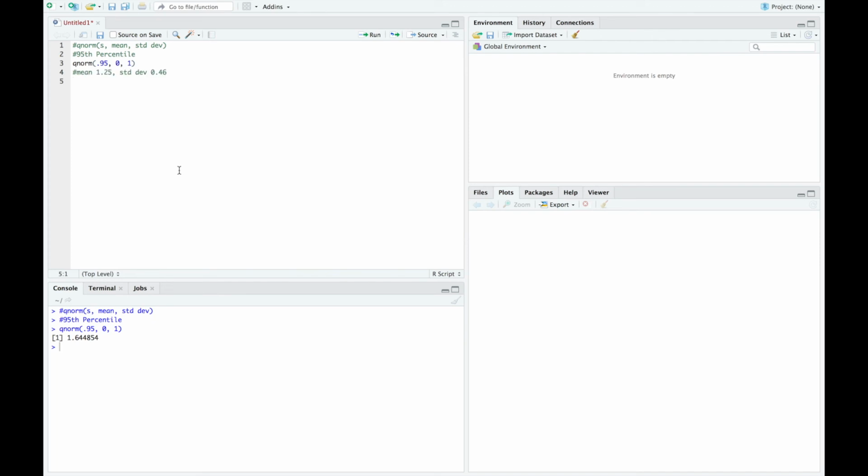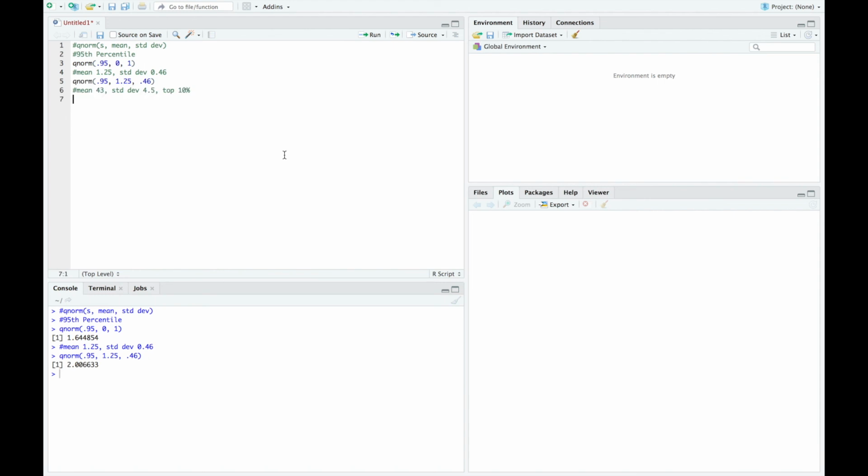Let's suppose we want to find the 95th percentile, but this time we have a mean of 1.25 and a standard deviation of 0.46. In this case, we still use qnorm 0.95 since we want the 95th percentile. The mean is 1.25, standard deviation is 0.46. So in this case, the 95th percentile is given by the data value 2.006633.